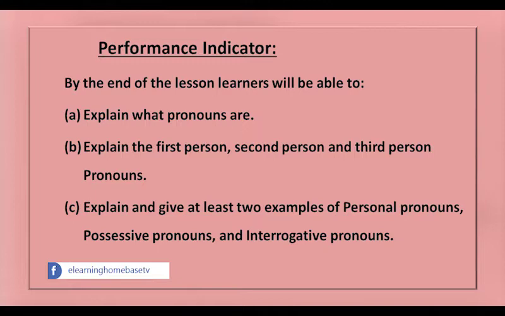Learners, let's take our performance indicator again. We are saying that at the end of the lesson, you learners will be able to: 1. Explain what pronouns are. 2. Explain the first person pronoun, second person pronoun, and the third person pronoun. Again, our learners will be able to explain and give at least 2 examples of personal pronouns, possessive pronouns, and interrogative pronouns.